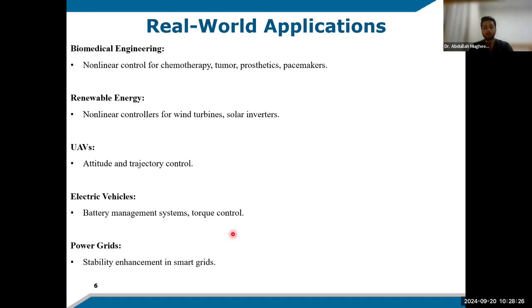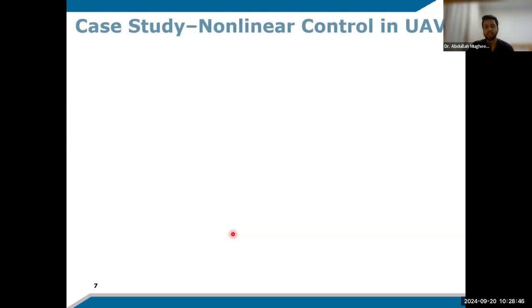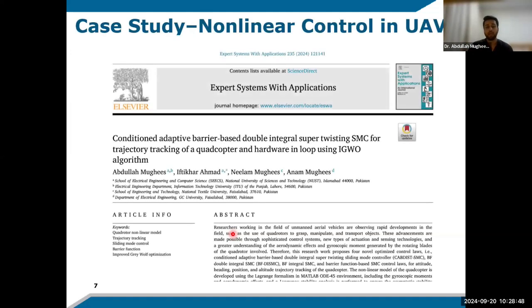If we talk about other applications, any real life system that is advanced and can perform functions that amaze you is a nonlinear system, and nonlinear techniques are used in 99% of those systems. This is just to name a few of the different kinds of domains. So we have a case study here.